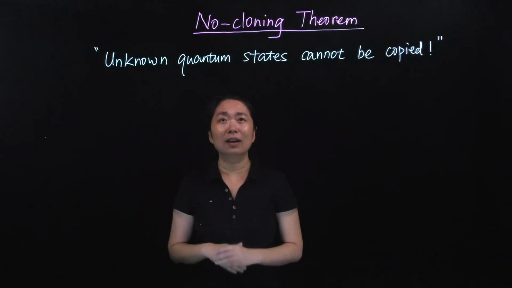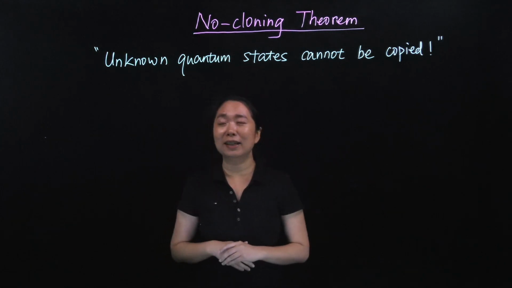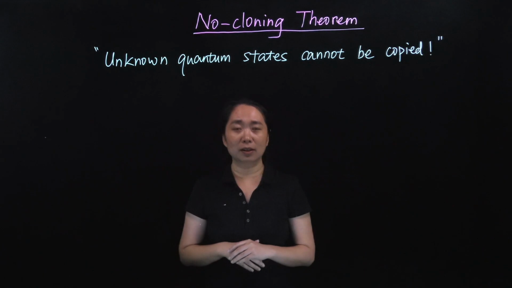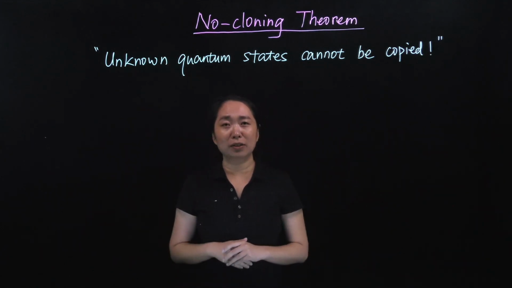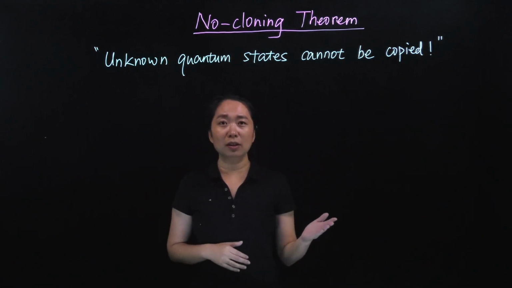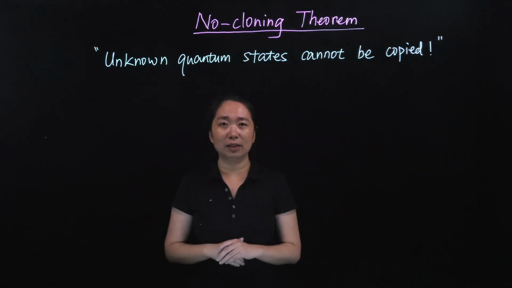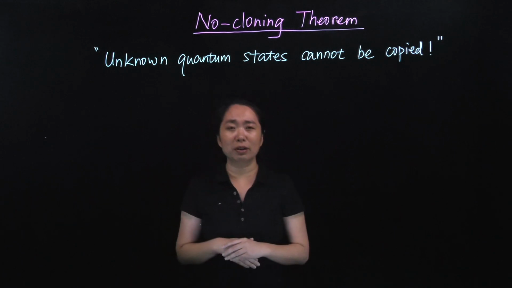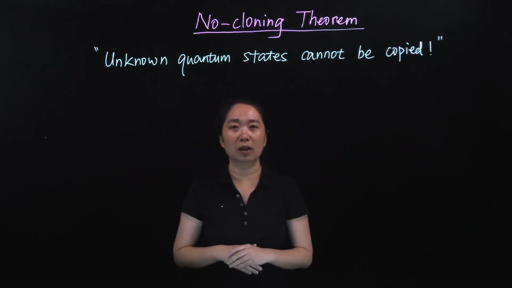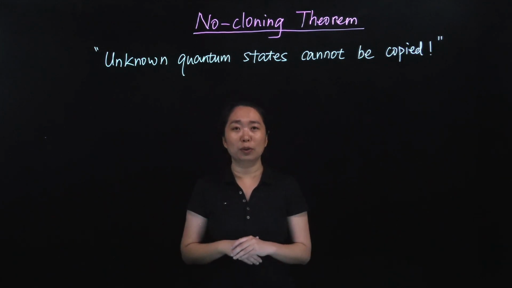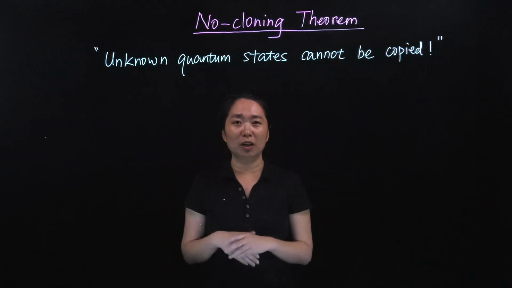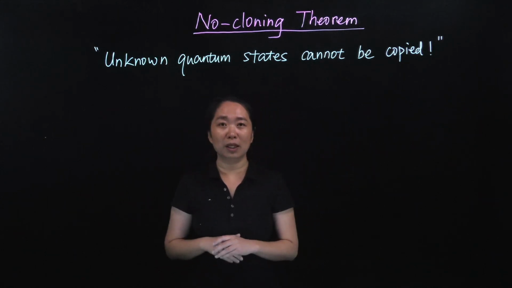In summary, the no-cloning theorem states that unknown quantum states cannot be copied. Its proof makes use of two key features of quantum mechanics, the superposition and its linearity. The no-cloning theorem has many important implications in quantum information, other than showing that superluminal communication is not possible. One such example is quantum key distribution.